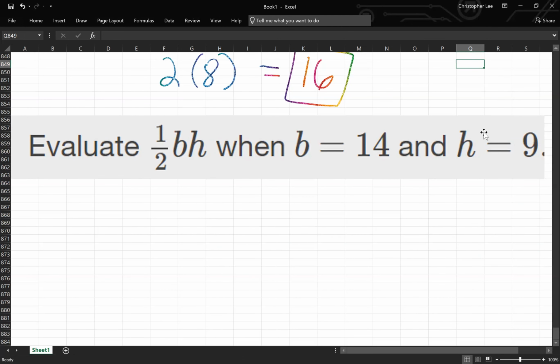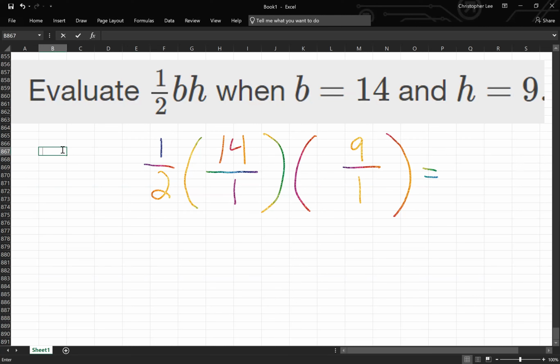So 14 times 9, what's that? I'm not gonna lie to you, I don't know what that is. Let's take a look. 14 times 9, that's 126, divided by 2 times 1, which is just 2. Simple, right? We could reduce this a little bit. So 2 goes into 2 once, and 2 goes into 126 about 63 times. So our final answer should be 63.